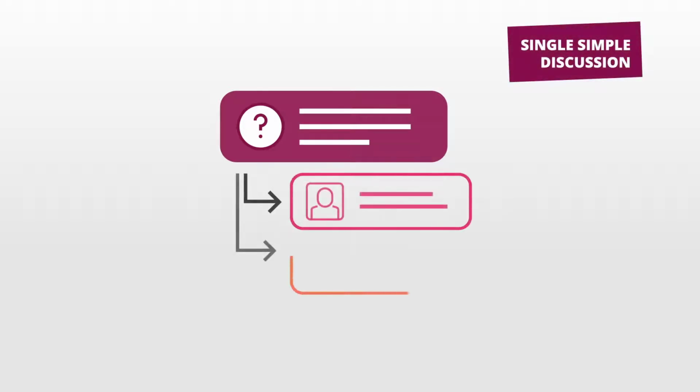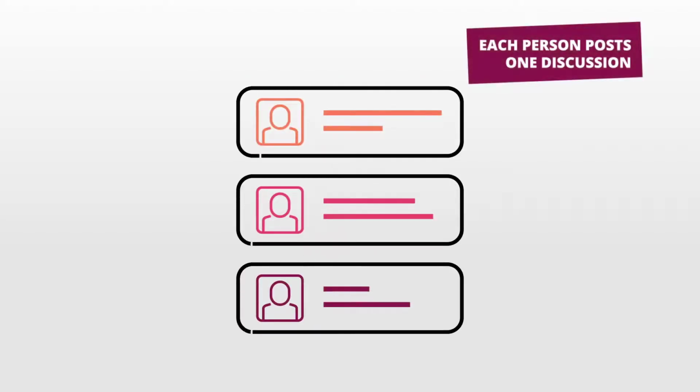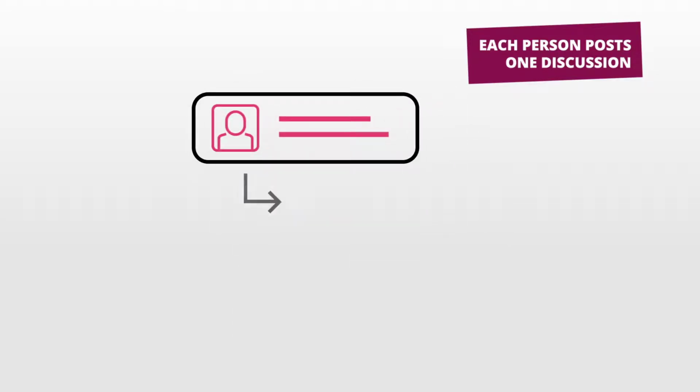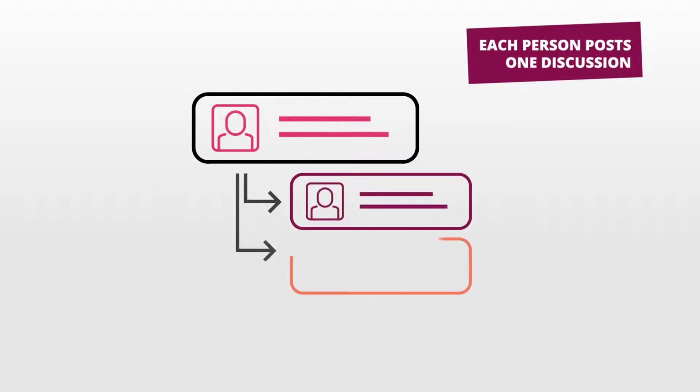If you want to pose a single question for your learners to respond to, you might choose the single simple discussion. In this type, learners can't start new threads, but can reply to the one you have started. You might decide to limit your forum to one new thread per learner using the type each person posts one discussion. Imagine your course is about having difficult conversations. You could ask each learner to post about a difficult conversation they have had and seek responses from their peers on how to handle it. This also allows you to prevent the forum from getting too busy or one overeager learner posting too much.